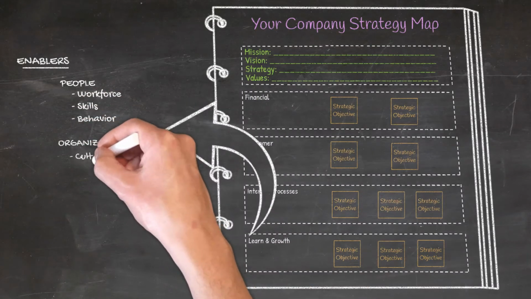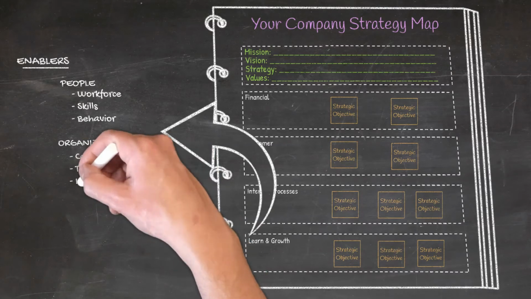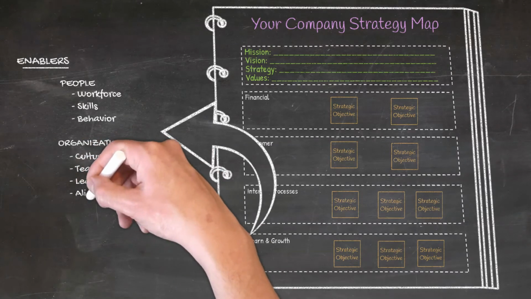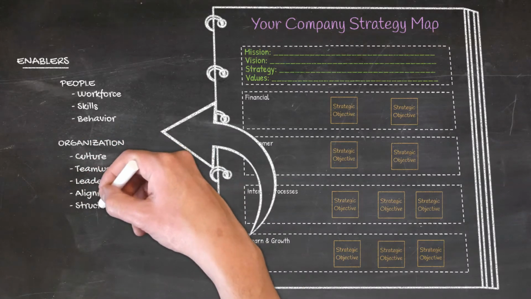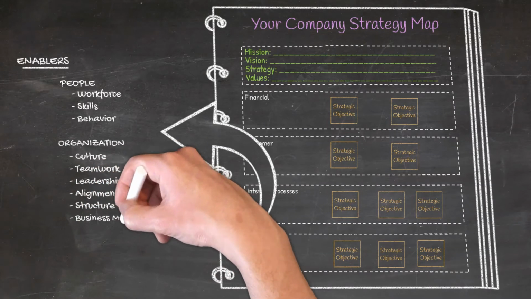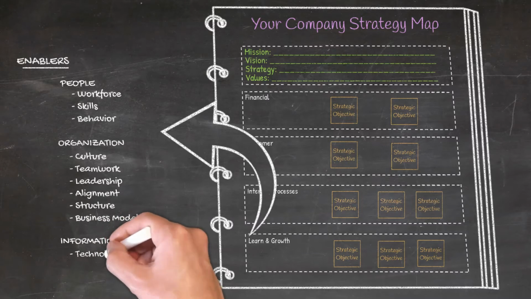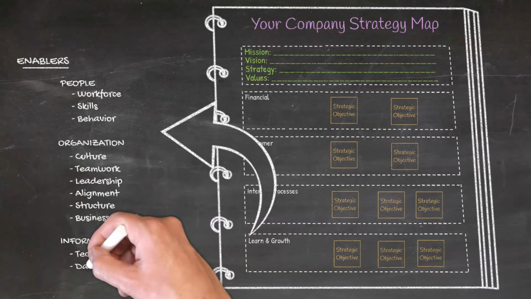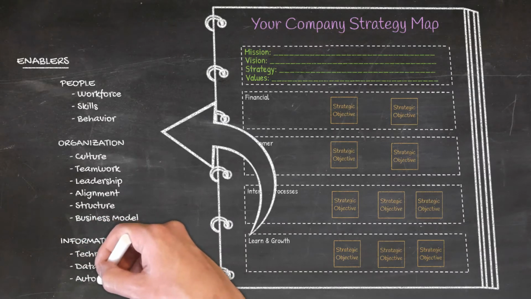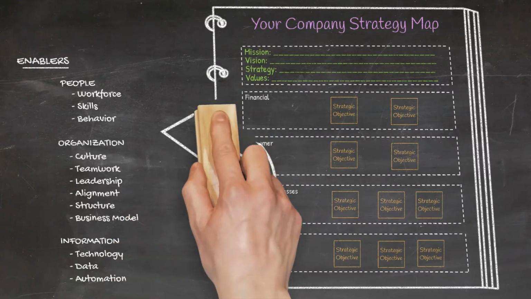The second one is the organization itself, which covers things like the culture of the company, their teamwork spirit, their leadership style, their business structure, their business model, and more. The third is the information capital, which considers the data available in the company, how data and information are gathered and managed, and also considers technology and systems.